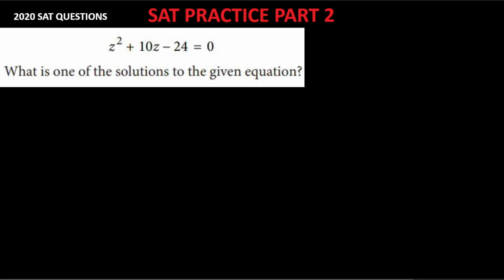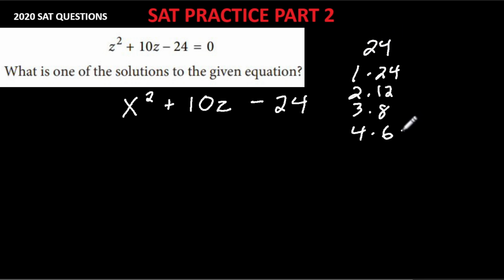Here we have an equation that is set equal to 0, and it's asking what one of the solutions to the given equation is. In order to do that, we can factor it. To factor this, we need 2 numbers that multiply to minus 24 and add up to positive 10. Let's list the factors of 24. Our first guess would probably be 4 and 6, because 4 times 6 is 24 and 4 plus 6 gives us 10. But they have to add up to a positive 10, so that wouldn't work if one of these was negative. But if one was positive and one was negative, it would multiply to minus 24 and add up to positive 10.